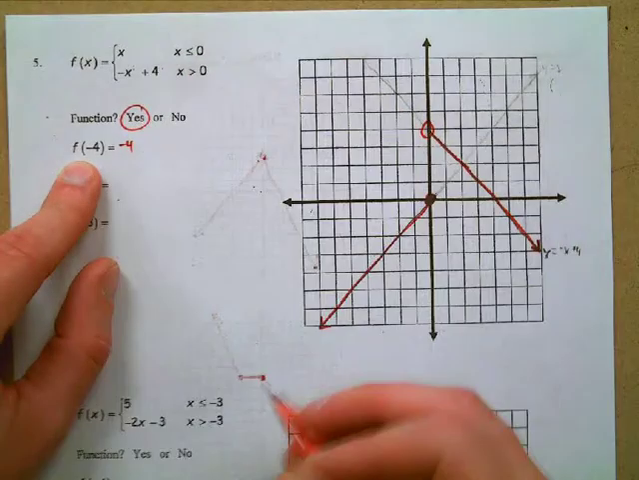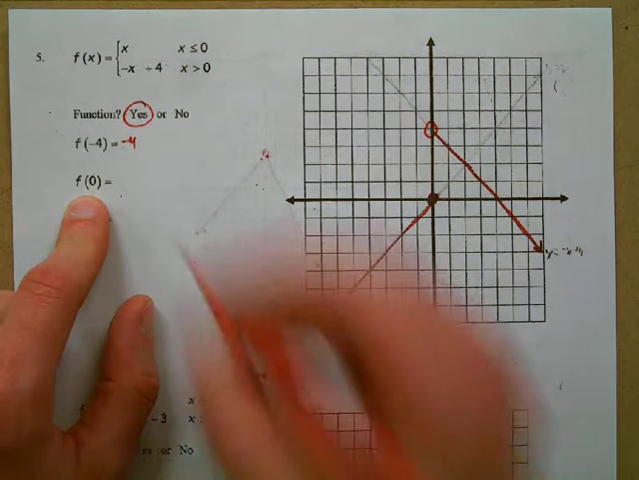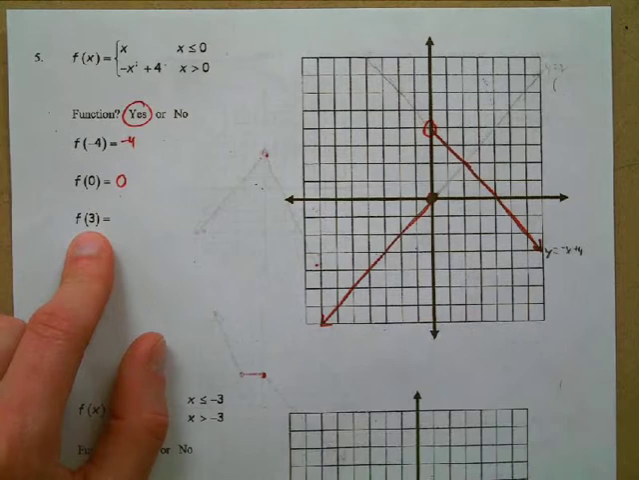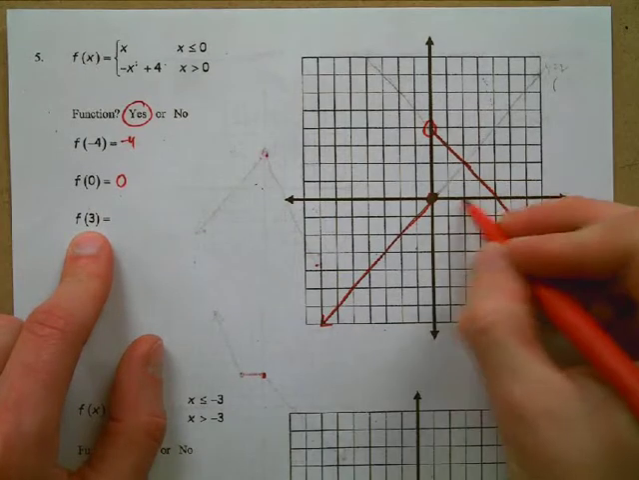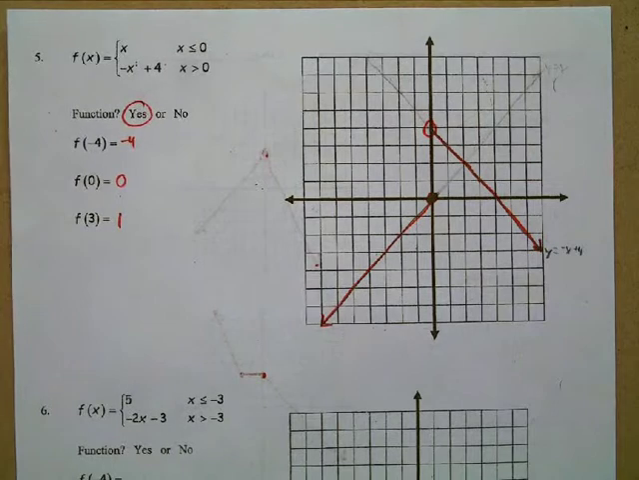Okay. f of 0. What's f of 0? 0. Yeah, it's where it crosses the origin there. What about f of 3? Let's count here. 1, 2, 3, and you go up to your function. Yeah, it's 1. Okay? You can also use the piecewise function to evaluate this.